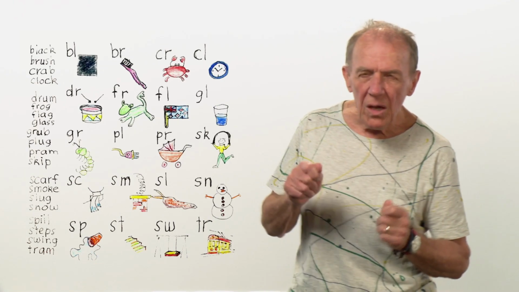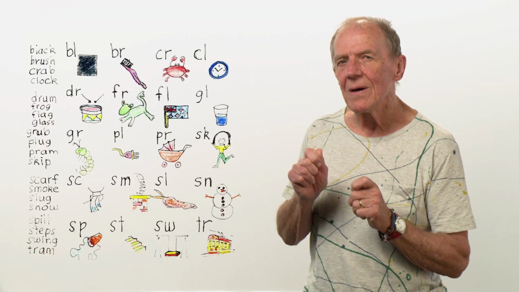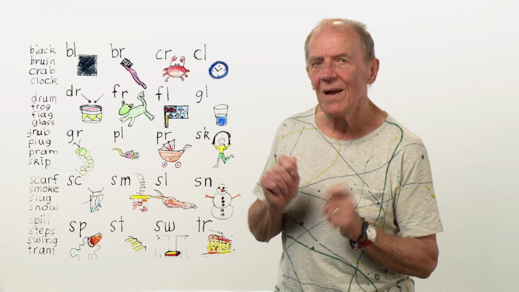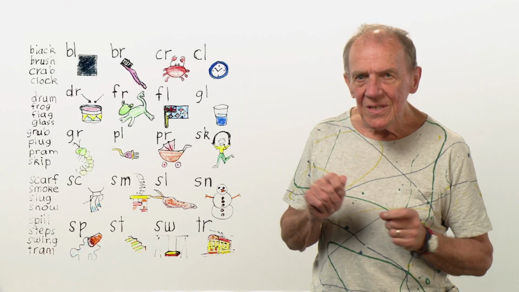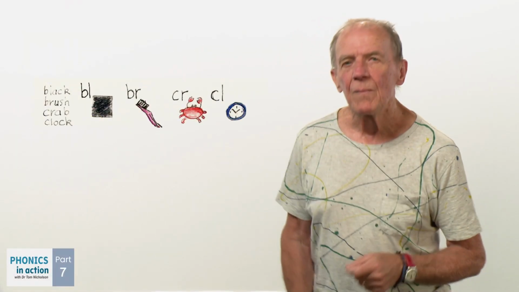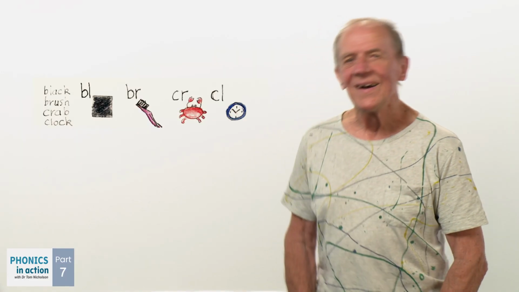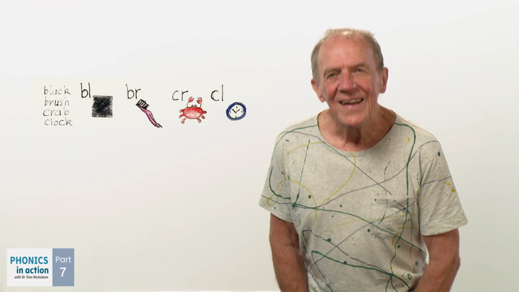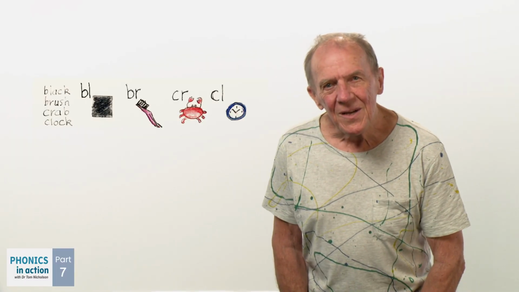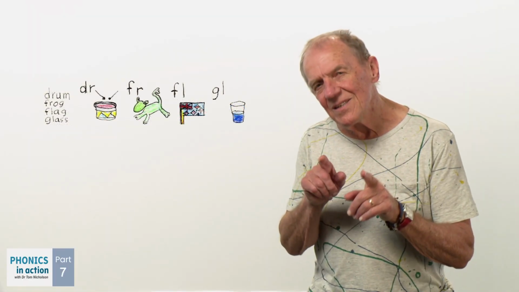Now I'm pointing to line 1 on the chart and I'll say the clusters. Bl, br, cr, cl. Now I'll read the words in the sidebar that have clusters. Black, brush, crab, clock. Yep, the words in the sidebar match the pictures on the chart. And now we're looking at the second line.